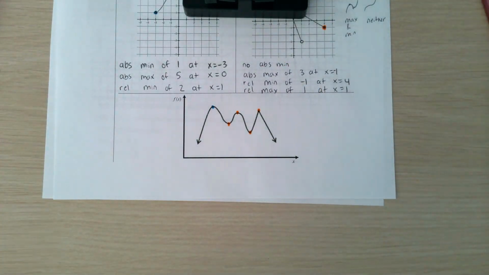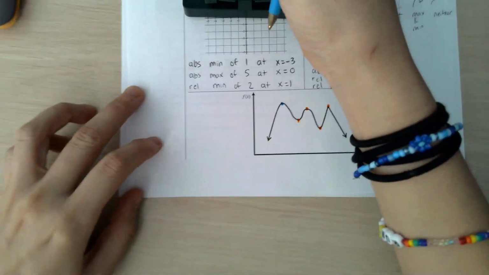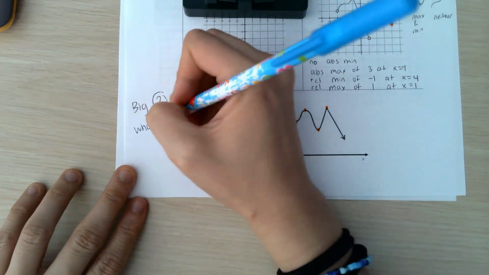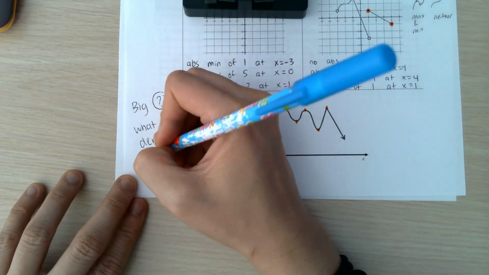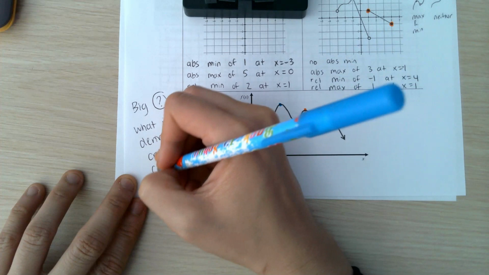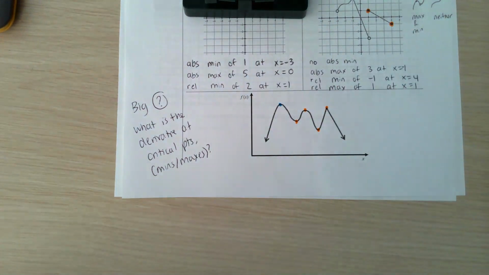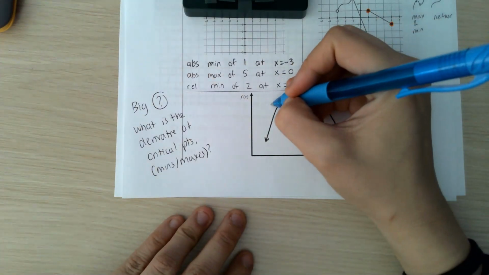So the trick that they want you to connect, the most important thing with derivatives, is understanding what the derivative is at these points. So let's write this to the side. Big question. What is the derivative at critical points? Mins and maxes. So we know from before that a derivative is a tangent line. So if we were to draw the tangent line to this, it would actually look like this.